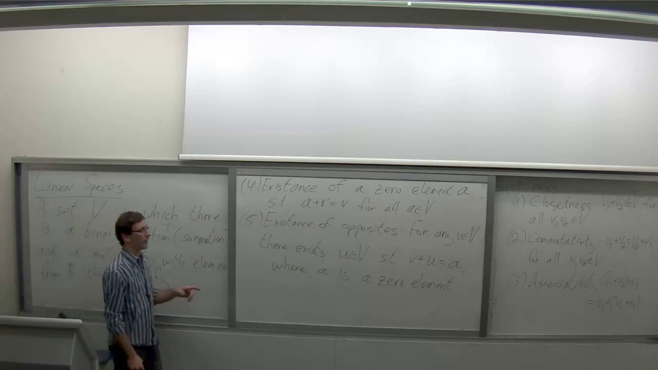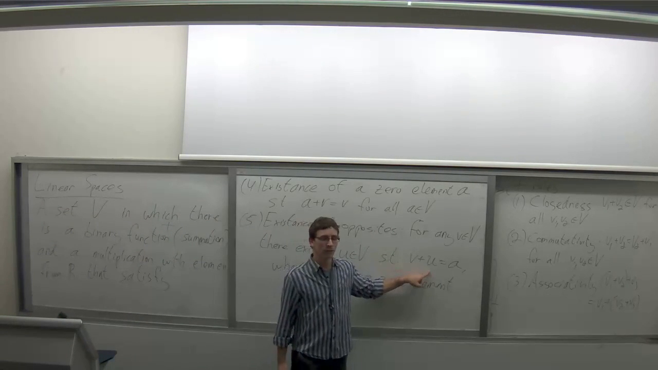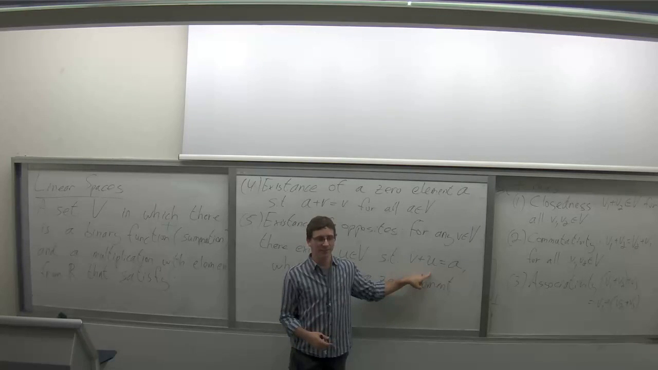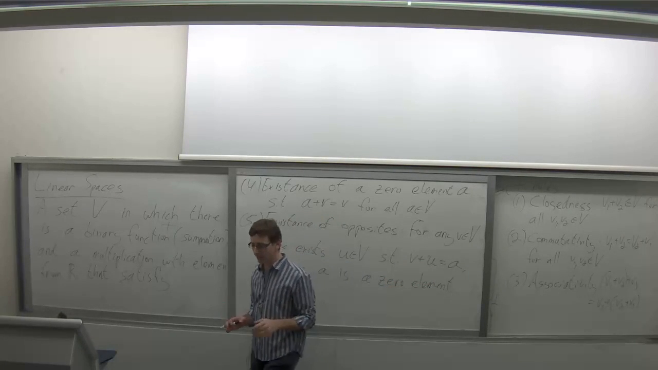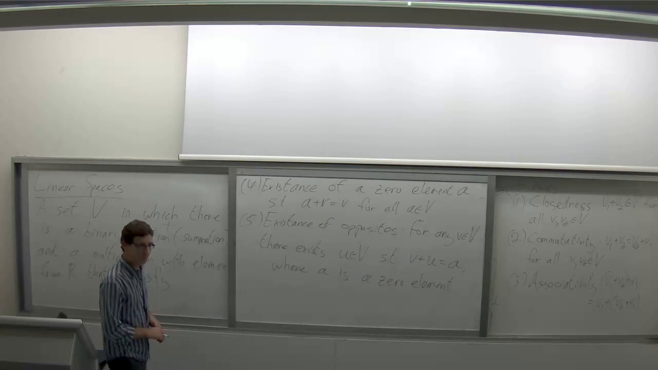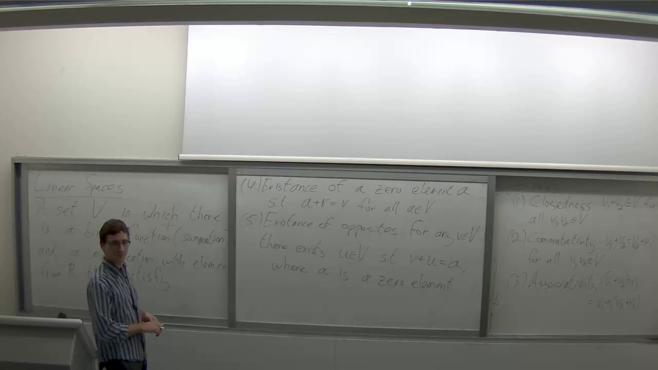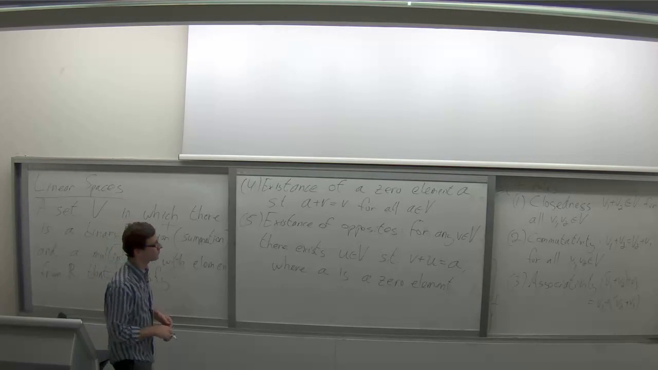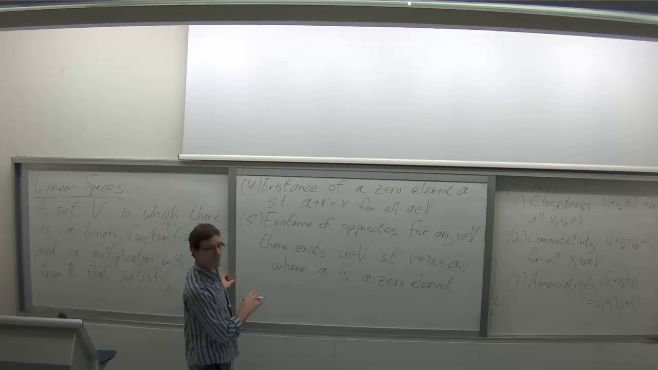And then again, I don't call this U minus V yet because I don't impose its uniqueness. Later on, I'll prove its uniqueness. And then I'll say, okay, the opposite is denoted by minus V. So these are the summation rules.